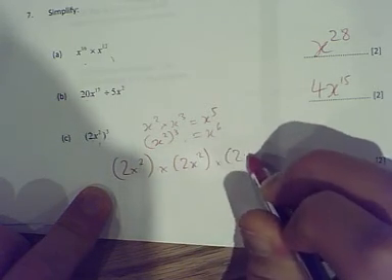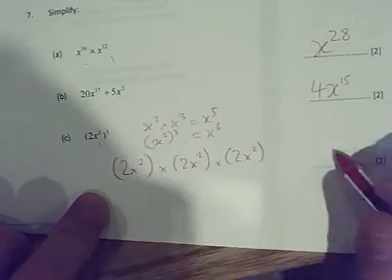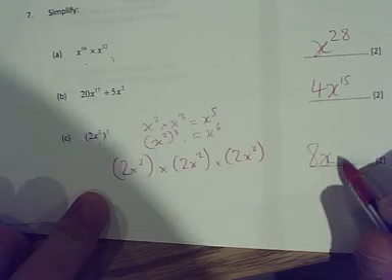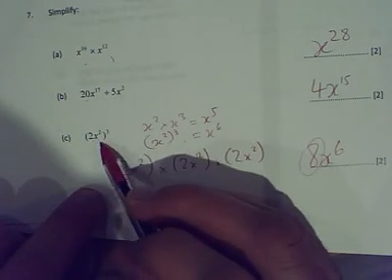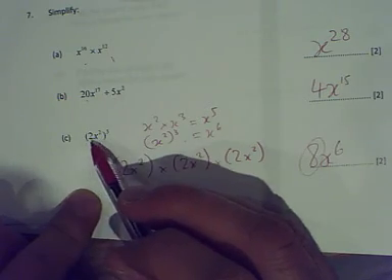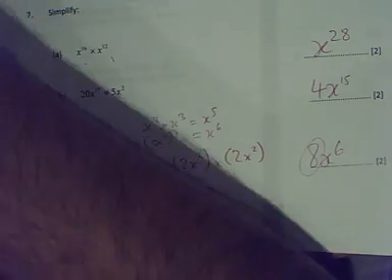If you want me to justify the final answer, 2x squared cubed is 2x squared times 2x squared times 2x squared. That's 2 times 2 times 2, or 2 cubed, it's 8. What's x squared times x squared times x squared? X to the 6.